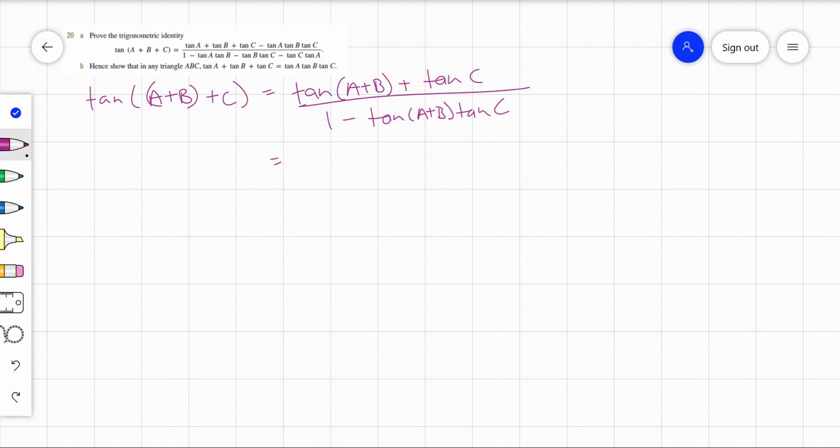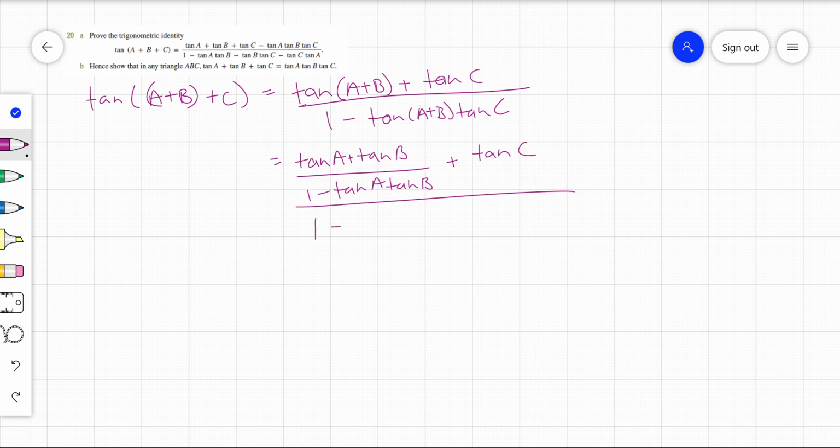And then we can expand tan(a + b) out. So we get tan a plus tan b, all on 1 minus tan a tan b, plus tan c, all on 1 minus, and I'm going to put tan c first, tan c outside of tan a plus tan b, all on 1 minus tan a tan b.